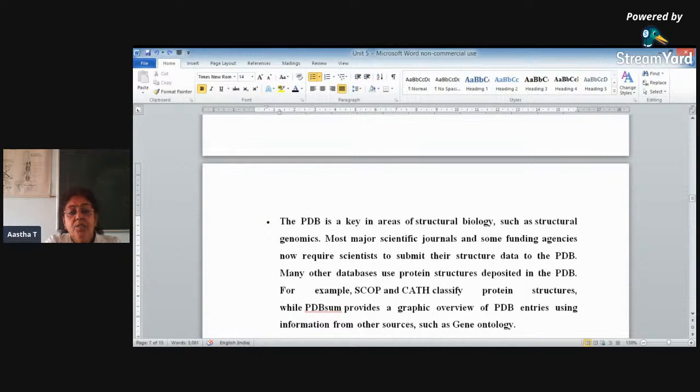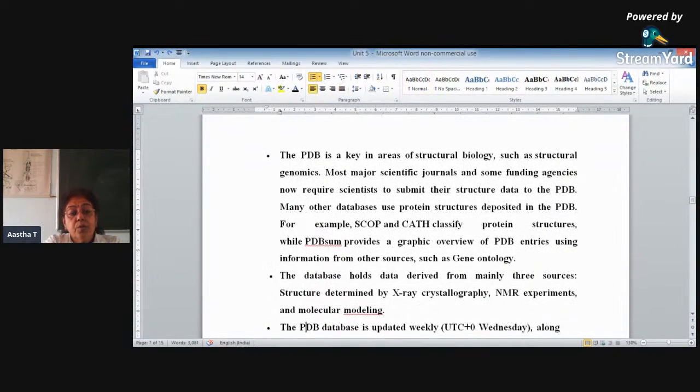Many other databases use protein structures deposited in PDB. For example, SCOP, CATH classify protein structures, while PDB-Sum provides a graphic view of PDB entries. So काही ठिकाणी स्ट्रक्चर फॉर्म मध्ये असतं, काही ठिकाणी PDB-Sum आहे. So that involves the graphic information. जीन ऑन्टॉलॉजी मधून ती इन्फॉर्मेशन कलेक्ट करून तिथे सबमिट केली जाते.